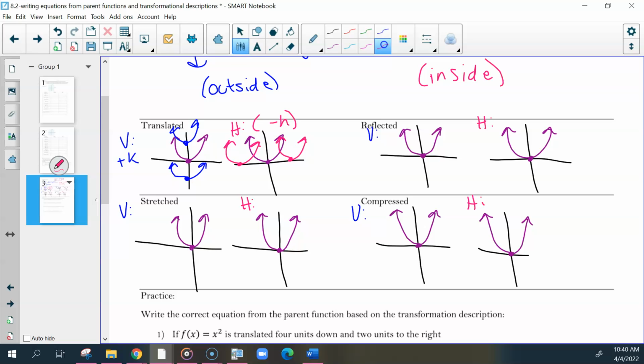Your vertical reflection flips over your x-axis. Still starts at the origin, but it's upside down. And that's when your a is negative, your a value in front.